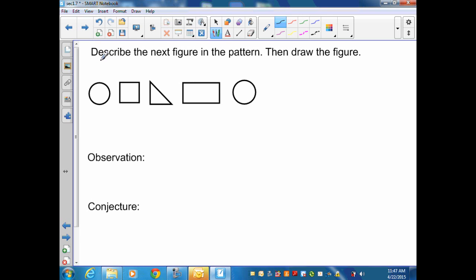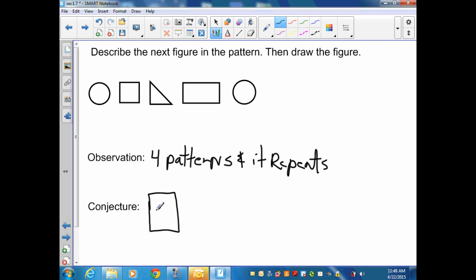Here I want to describe the next figure in the pattern, then draw the figure. It looks as if I have a circle, a square, a triangle, a rectangle, and then it repeats. So it looks like I have 4 figures and it repeats the pattern. If that's the case, I go from a circle to a square. So I have 4 figures, and it repeats. And if that's the case, it goes back from a circle to a square. Not a rectangle, but a square.